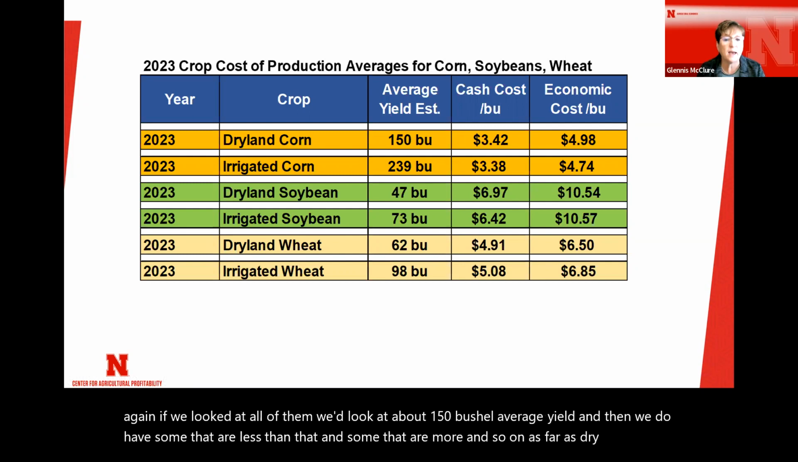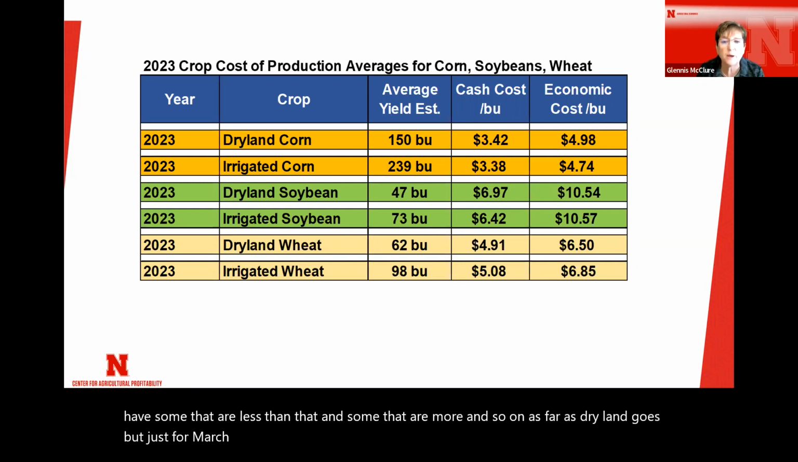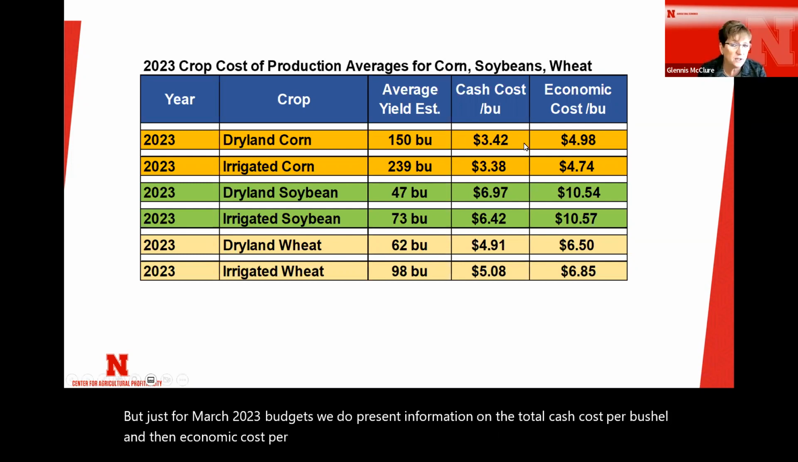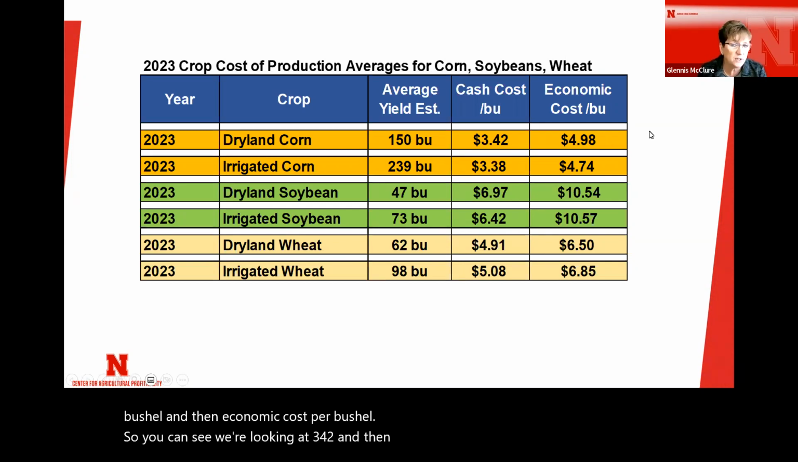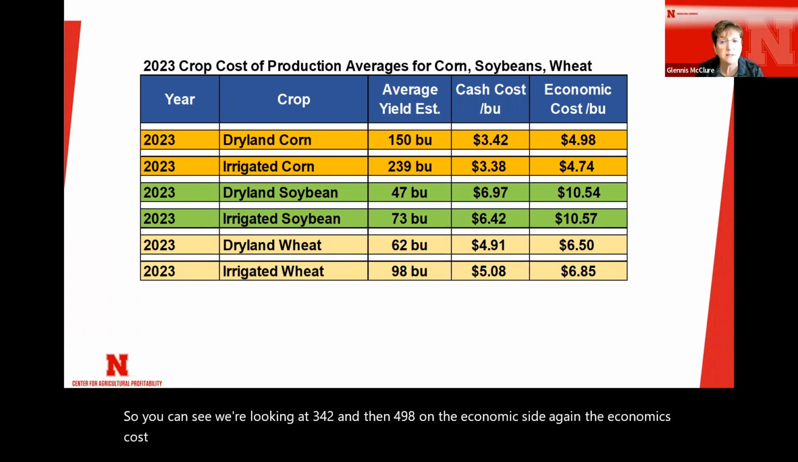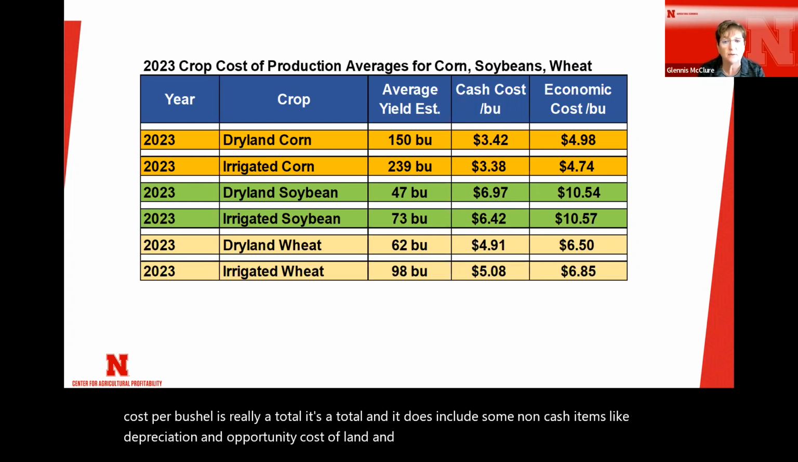But just from our 2023 budgets, we do present information on the total cash cost per bushel and then economic cost per bushel. So you can see we're looking at 342 and then 498 on the economic side. Again, the economic cost per bushel is really a total, and it does include some non-cash items like depreciation and opportunity cost of land and your machinery investment.